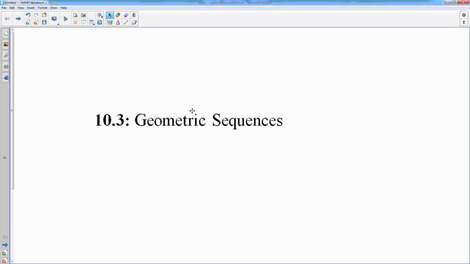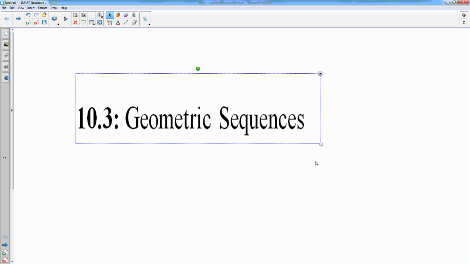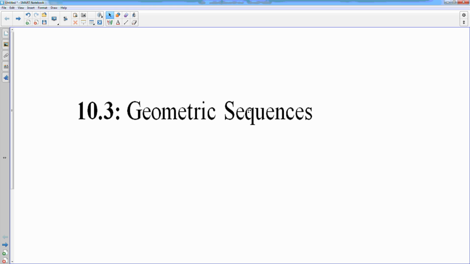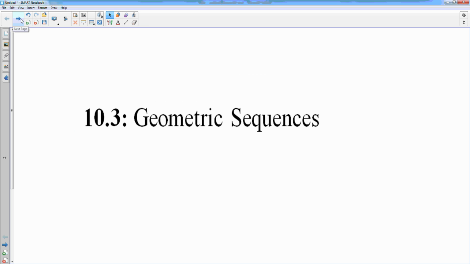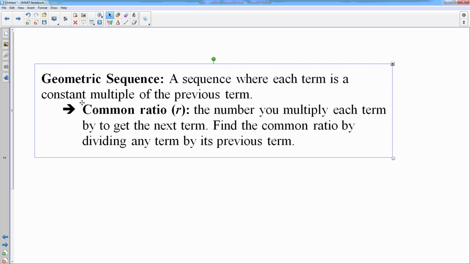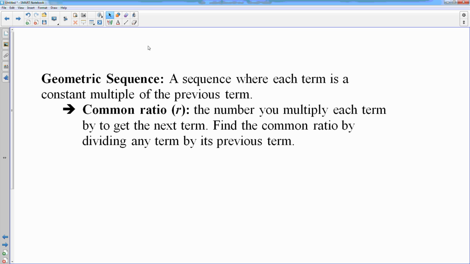Moving on to our next sequence, that is a geometric sequence. A geometric sequence kind of goes along with the arithmetic sequence, except instead of adding the same thing to get to the next term, a geometric sequence is where you multiply by the same thing to get to the next term. The mathy definition is a sequence where each term is a constant multiple of the previous term. And that constant multiple is what we will refer to as the common ratio.